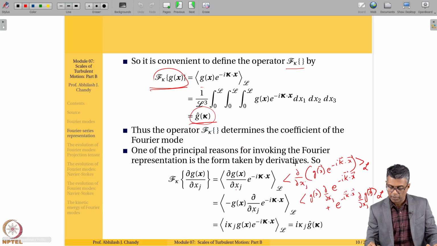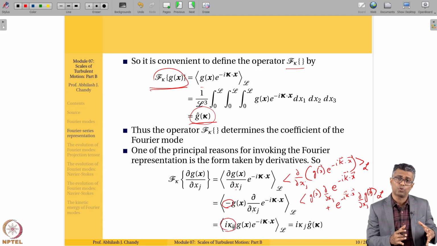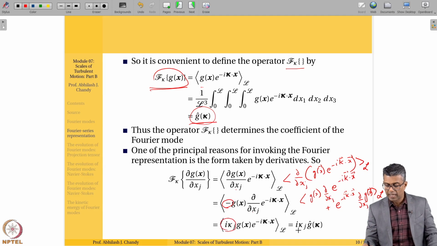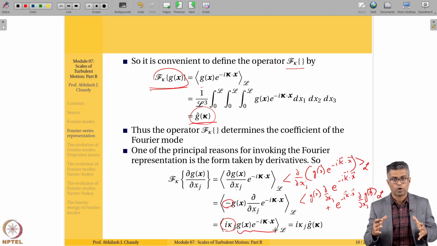That is essentially what I've gotten here. So I got minus iκj. Obviously, because of this negative, it becomes positive as well. So I have iκj g(x), then I have e^(-iκ·x), volume average of that. iκj can come out because that has nothing to do with the physical space. Volume average is over physical space. So iκj comes out of the physical space averaging, and I have only this part within the volume average.